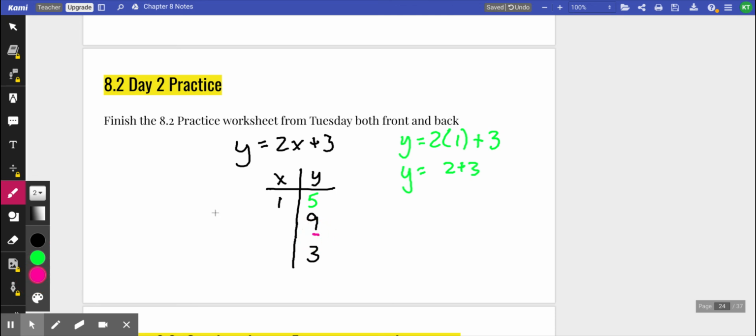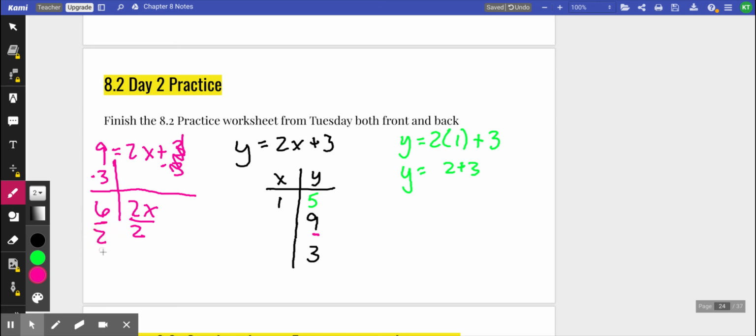Now for this one, it doesn't tell me an x value. It tells me the y. So I'm going to plug that in for y. So I would say 9 equals 2x plus 3. Now I have to solve it for x. So I would get rid of 3. 9 minus 3 is 6. Cancels. We get 2x equals 6. Divide both sides by 2. And so when y was 9, x equals 3.